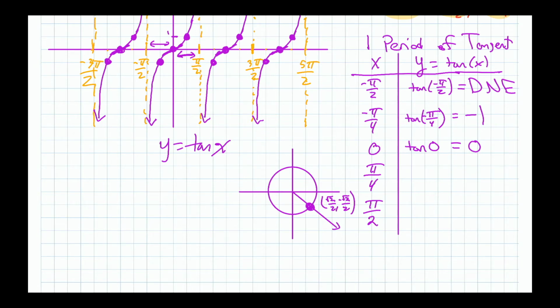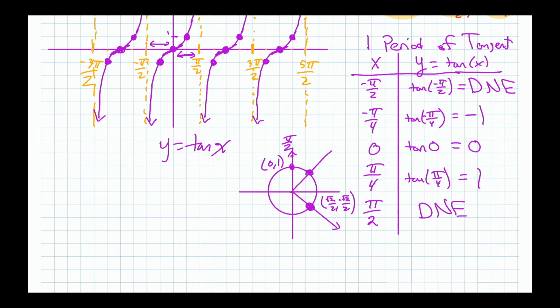Sine 0 is 0. Tangent of pi over 4, pretty much the same as what we already drew, except it's up here. That one comes up 1. And when you do pi over 2, that's straight up here, 0, 1. So when you do y over x, you have a divide by 0 again. So that's another does not exist, right?